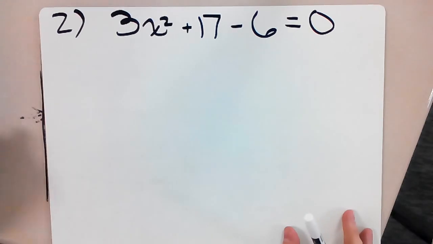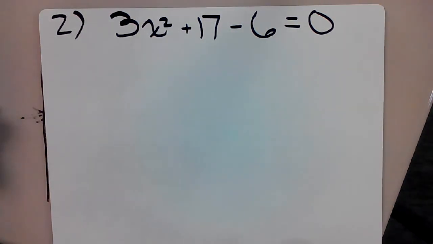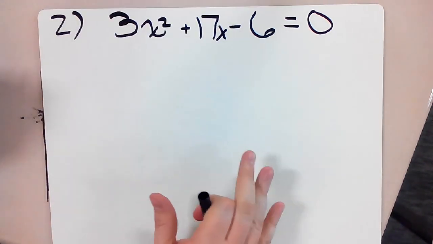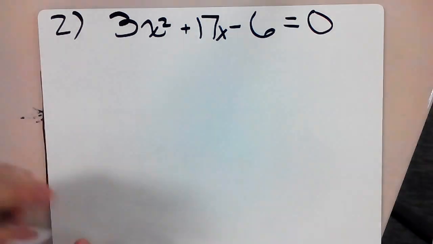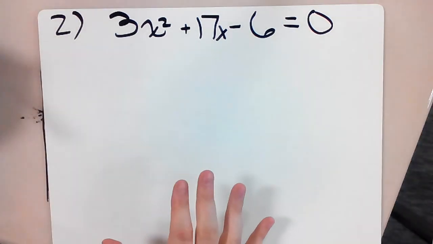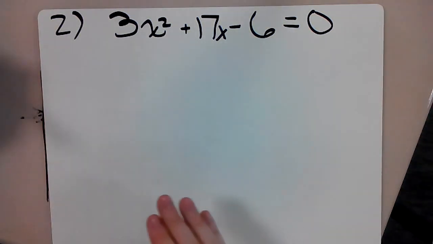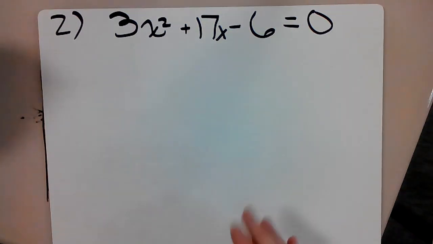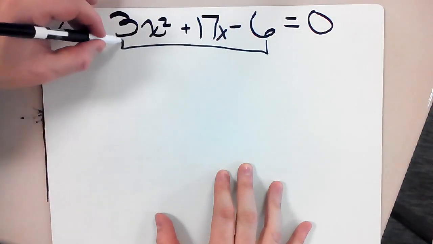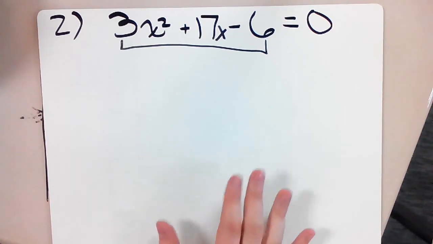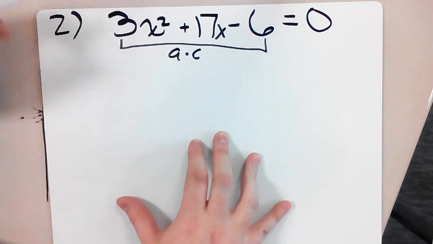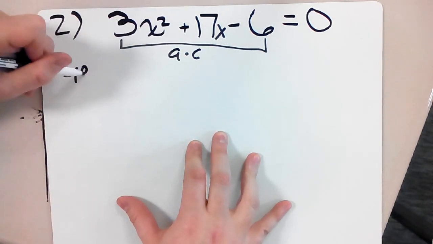So the first one. All right, we have 3x squared plus 17x minus 6, okay? Now what happens here is I don't have any greatest common factors. I can't factor anything out, so I'm stuck with that 3 there. So I have a process for solving this, and this is a bit of a play on factoring by grouping. So 6 times 3 is what I'm going to do. I'm going to multiply a times c, right? And that's going to give me negative 18.